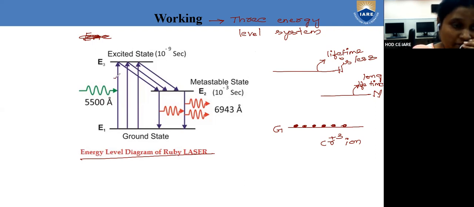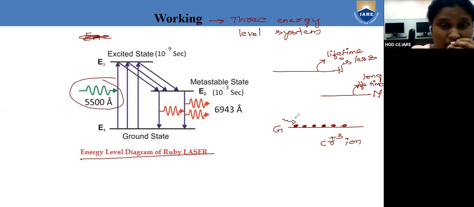And what is the wavelength of that flashlight? The wavelength of that flashlight is 5,500 angstroms. Because we are using light for pumping, and light consists of photons, when these photons come and strike these atoms in the ground state, absorption takes place. What do you mean by absorption? Absorption is excitation of atoms from lower energy level to higher energy level.